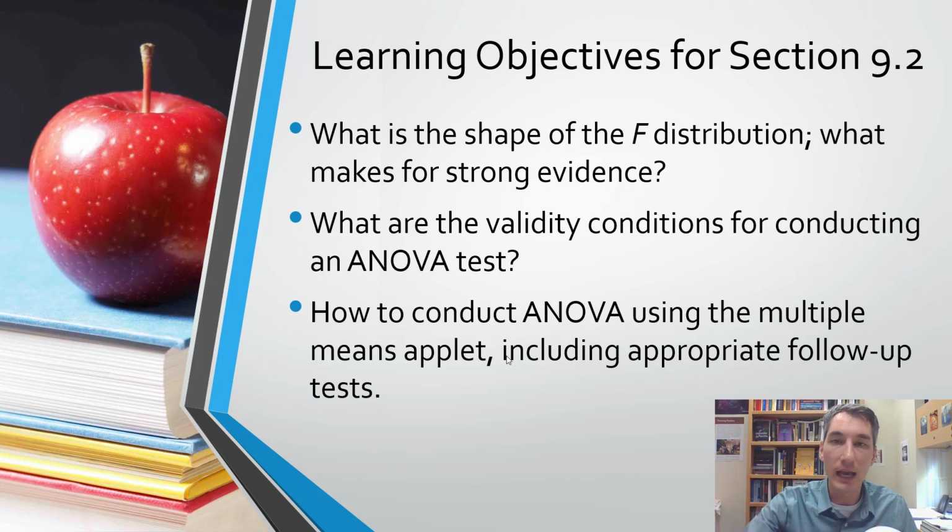Well, we've kind of seen the applet printouts there. It's basically just putting in the data and hitting go. And then those follow-up tests give you the confidence intervals. Anyway, that's the main ideas for section 9.2.